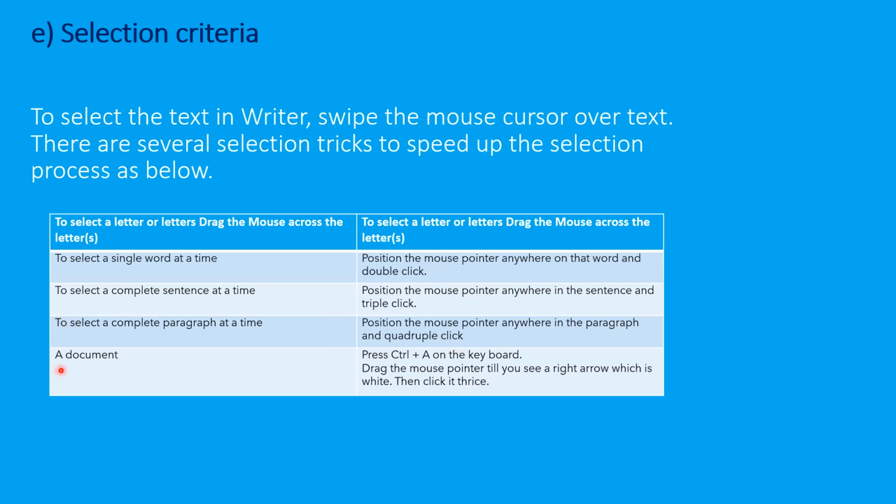Next is a document. If you want to select the whole content in a document, then you can use the shortcut key Ctrl plus A from your keyboard, or you drag the mouse pointer till you see the right arrow. Then at that time you have to click 3 times.